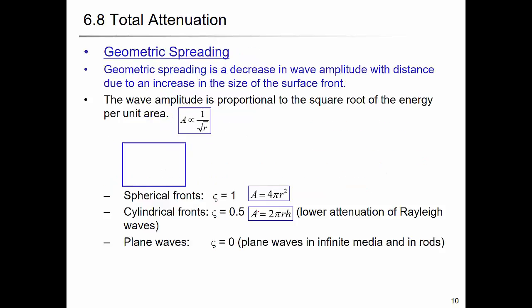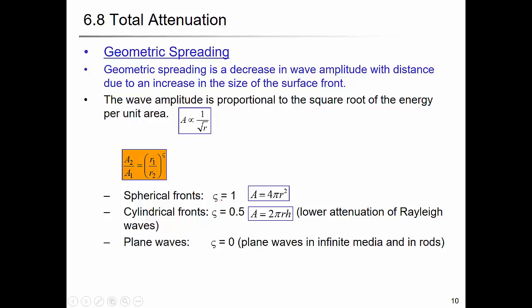Then let's look at the geometric spreading. Geometric spreading is a decrease in wave amplitude with distance due to an increase in size of the surface front, and this amplitude is proportional to the reciprocal of the square root of r. Then you have this relation: amplitude A2 over A1 is R1 over R2 to this exponent, and this exponent can change depending on the shape of the front.